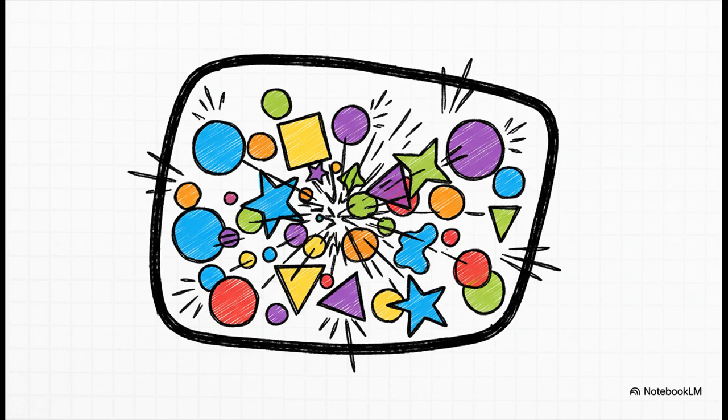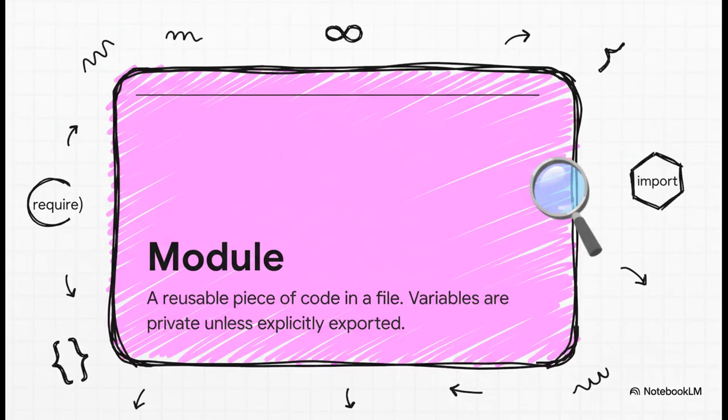The big villain of this story was something called the global scope. See, in the early days of JavaScript, especially in the browser, every piece of code lived in the same shared space. This meant your code could accidentally break someone else's code, leading to these awful bugs called variable collisions. It was chaos. And this is where modules come in and save the day. A module is basically just a file, but it's a file that acts like its own little self-contained world. Everything inside it is private by default. Nothing gets out unless you explicitly say, hey, I want to share this, using an export.